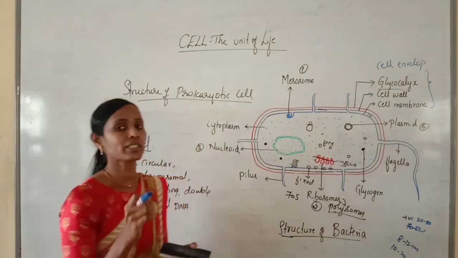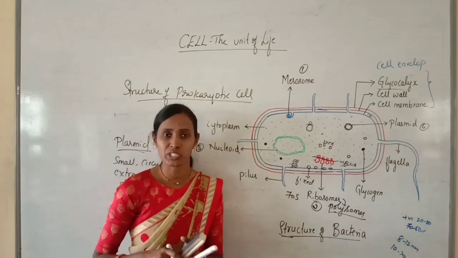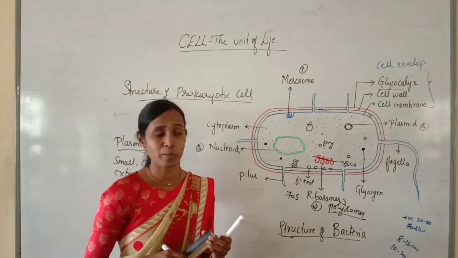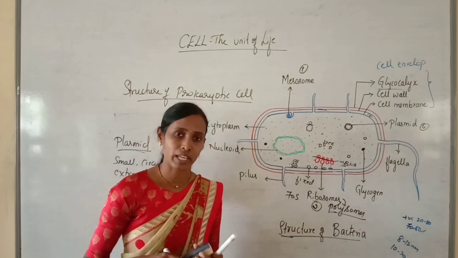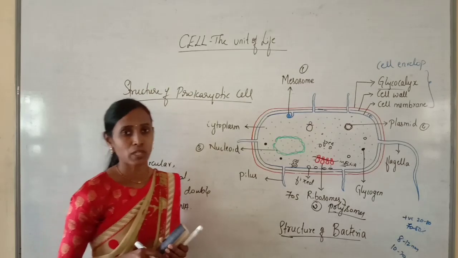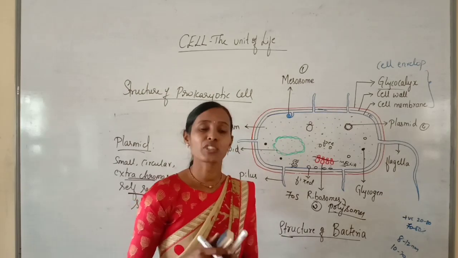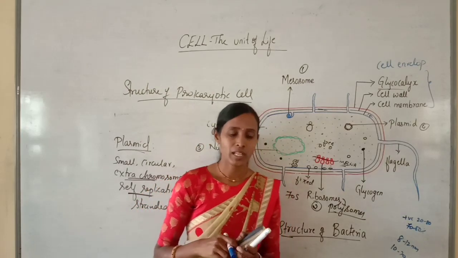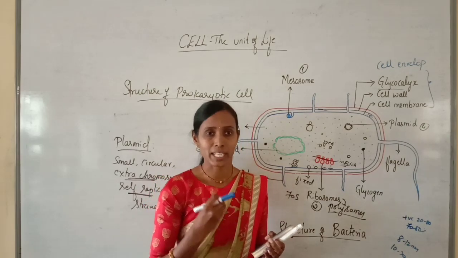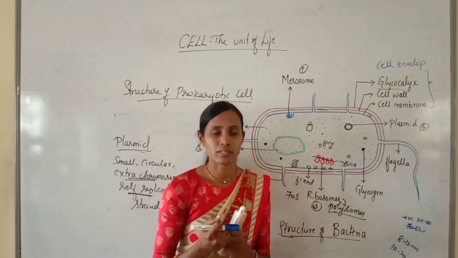Because of the self-replicating property, plasmids are extensively used in genetic engineering as vectors. All those things you will study in your second PUC biotechnology chapter, how the plasmid is helpful in genetic engineering. Then what is the main use of a plasmid? This plasmid provides resistance to the bacteria against antibiotic drugs. Whenever there is a bacterial infection in us, when we take some antibiotics, it cannot cure that disease.